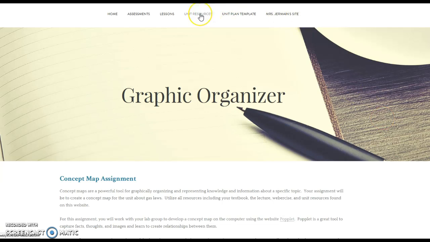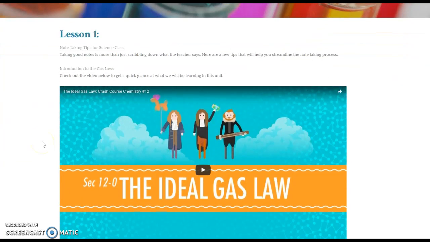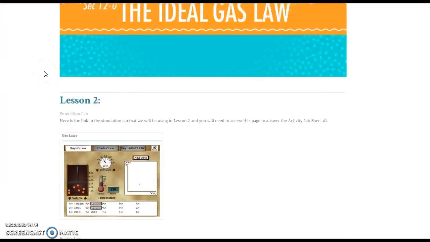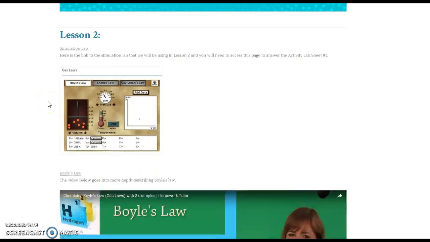And now moving on to unit resources. Here, students can find information that they'll be using in the unit, or extra information if they want to expand their knowledge or if they need help because they happen to be struggling. I just broke it down by lesson. Lesson 1 is the structured note taking, so I had a website for note taking tips for science classes and a little more detail on the introduction to the gas laws. Then lesson 2, where they can find the simulation lab that they need to complete the worksheet on.